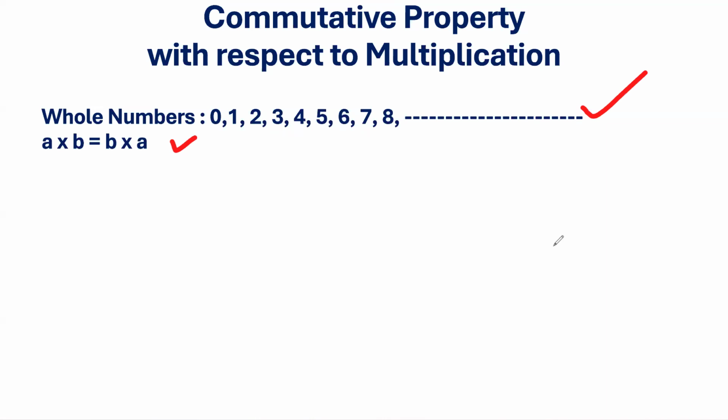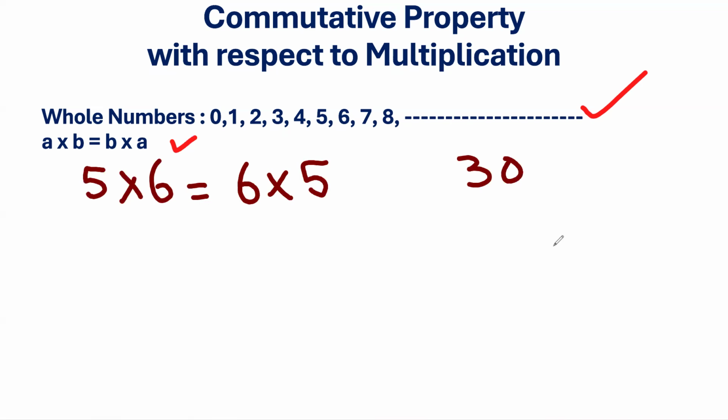So let's select some elements from whole numbers. Let's take 5 and 6. 5 multiplied by 6 is equal to 6 multiplied by 5. It is showing that 30 is equal to 30. 5 sixes are 30 and 6 fives are 30. So this property is satisfied.